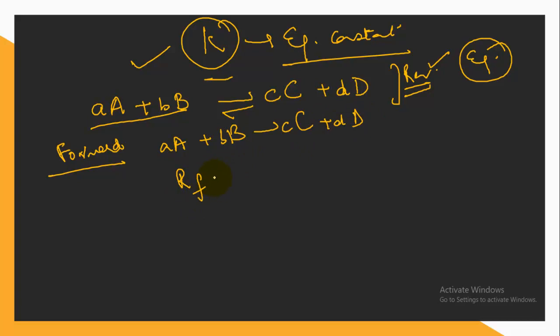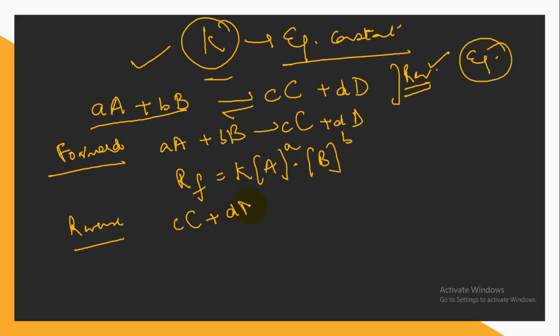We know the rate of any reaction is directly proportional to the concentration of its reactants raised to their respective moles. So this is how we write. We have already learned this in part 1. So let us write this expression for the reverse reaction also. And we know that the reverse reaction is one in which C and D combine to form A and B.